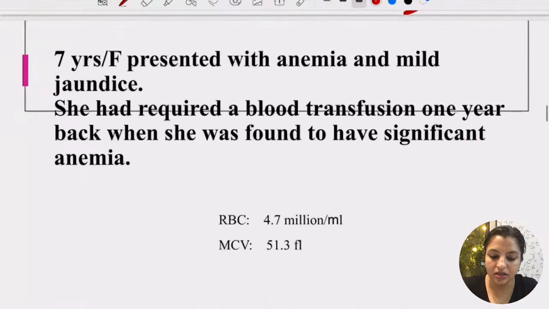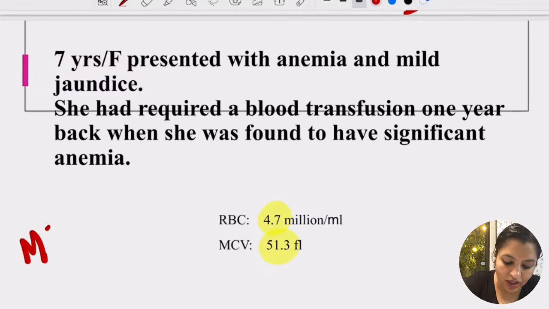Coming to the next case here. This is a 7-year-old female who presented with anemia and mild jaundice. She had required transfusions one year back, and she was found to have a significant anemia, and the RBC count is very high and the MCV is very low. Everybody should remember, whenever you get this kind of picture, when the RBC count is high and the MCV is very low, you should always go and do a test called the Mentzer index.